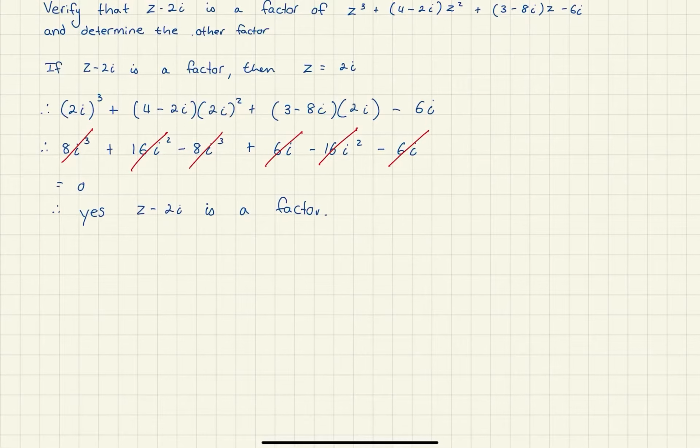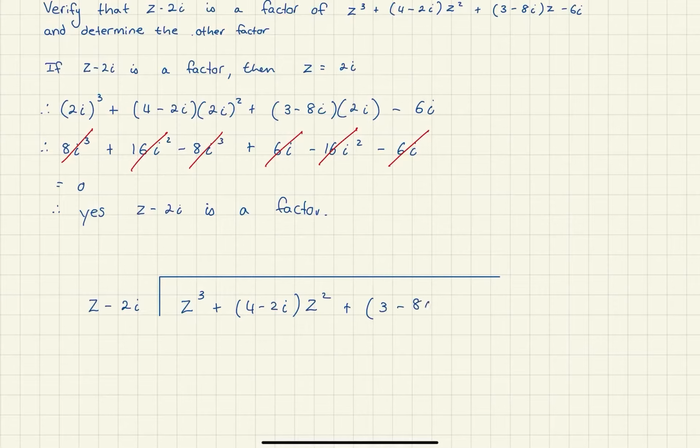Alright, let's move on to the second part. It says determine the other factor, and this is where we do our long division. Normally you'd set it up nice and long like that. We write our known factor outside, z take 2i, and on the inside, I'm going to change this in a second, but on the inside you would normally write your polynomial, just like we did with the large algebra one. And you write z cubed plus 4 take 2i times z squared plus 3 take 8i times z minus 6i.